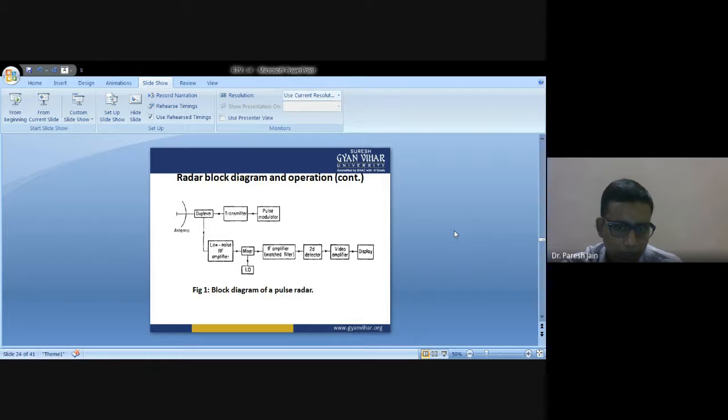After that, we have a mixer with the local oscillator and IF amplifier, matched filter, then second detector, then we have a video amplifier, and in the last we have display. Display may be recorder type or CRT display or any other computers we can use as a display. So this is the complete simple block diagram of the pulse radar.